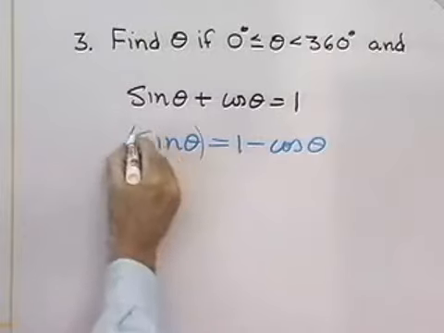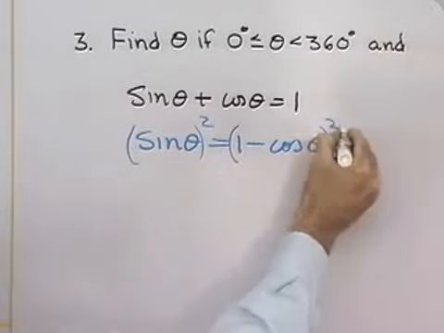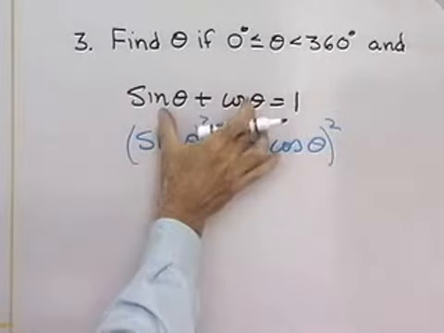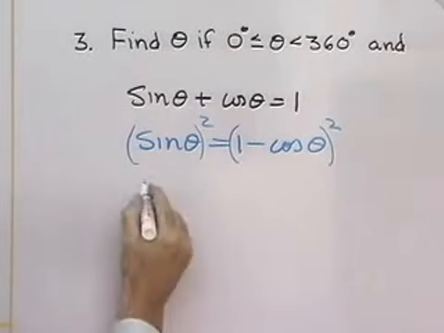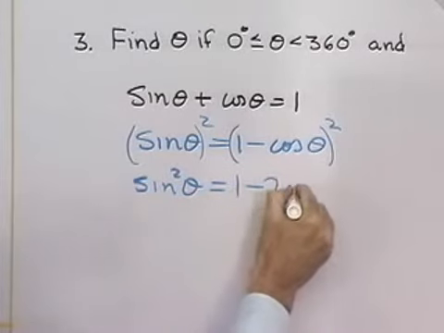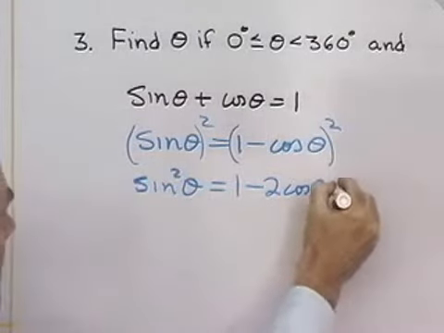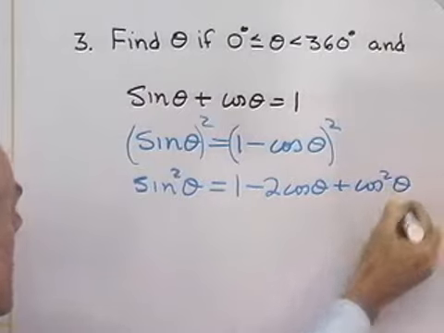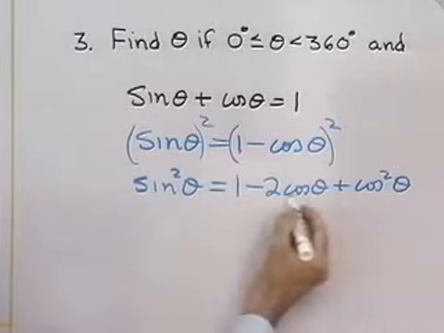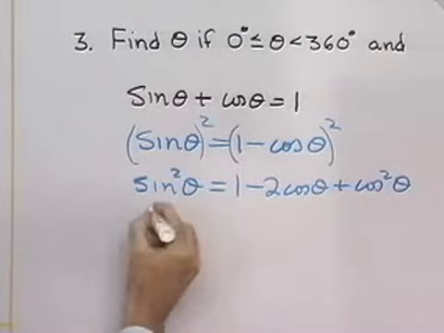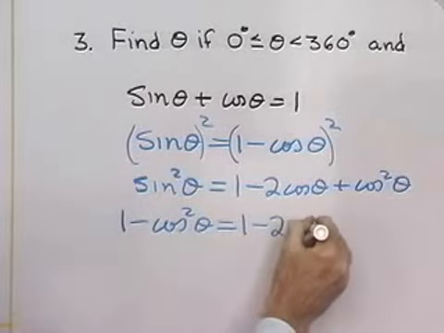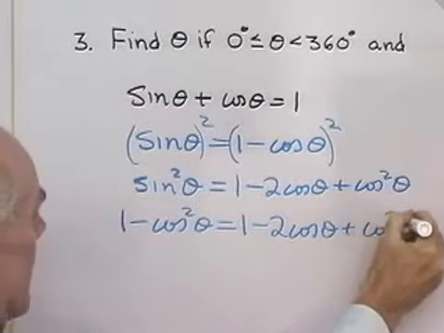Now I'll square both sides, and it's okay to do that when you solve an equation. You just have to be sure that you check all your solutions back in the original equation before you squared both sides to make sure that you get rid of any extraneous solutions. So here I have sine squared theta is equal to 1 minus 2 cosine theta, there's our middle term again, plus cosine squared theta. Okay, now let me put everything in terms of cosine. I'm going to write the left side as 1 minus cosine squared theta equal 1 minus 2 cosine theta plus cosine squared theta.